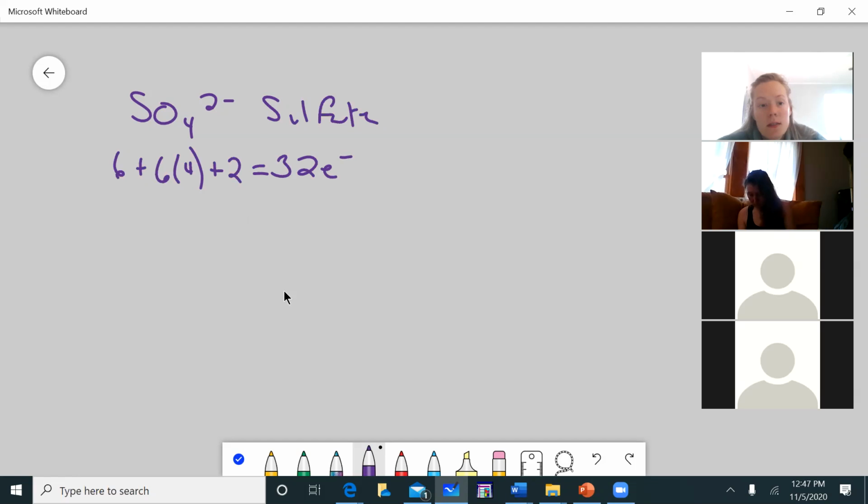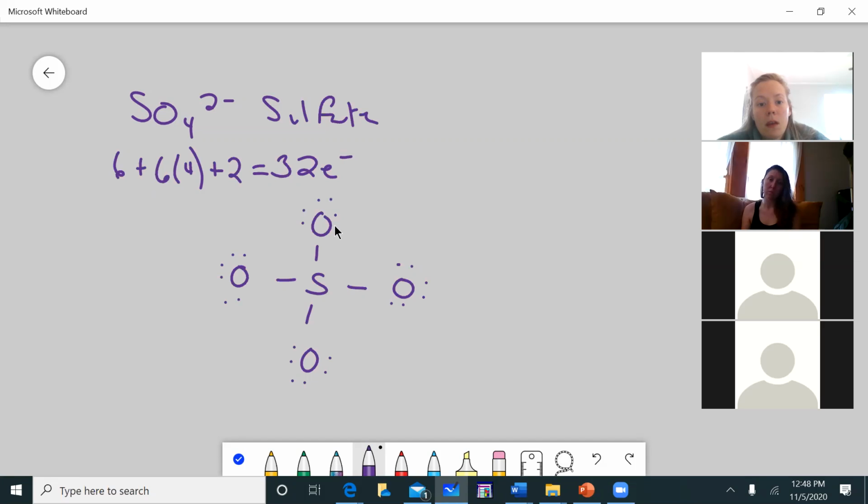So when I'm drawing this, I'm going to put sulfur in the center, oxygens on the sides, and then I'm going to stick it together with a single bond. We're not going to double up. We're going to fill the outer guys first. So each oxygen is going to need 6 more. That is in fact 32 electrons, and everybody's happy. Sulfur is happy with the 4 bonds. So I'm going to put a charge around it.